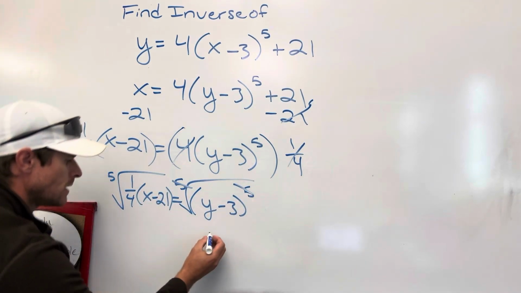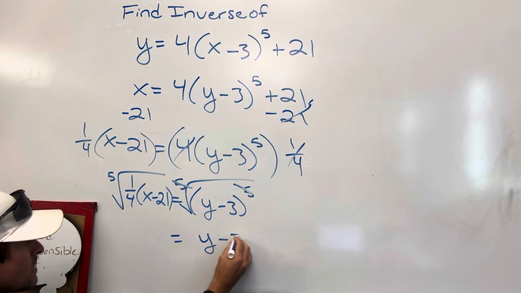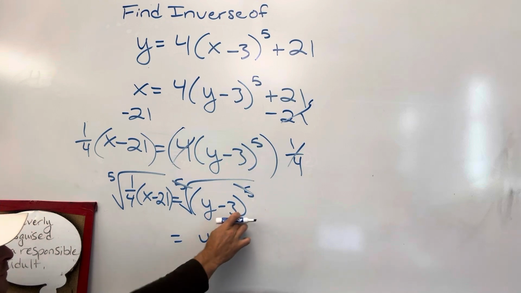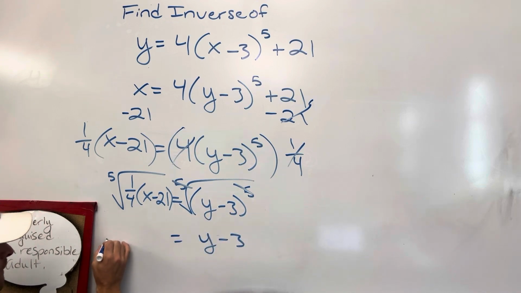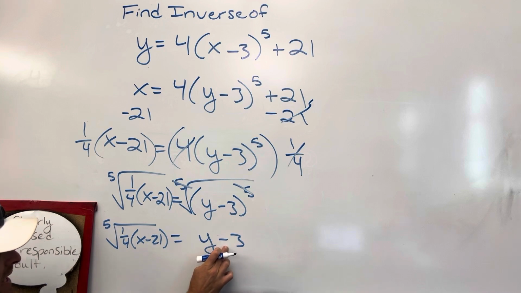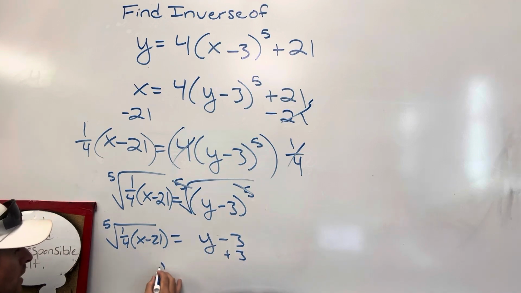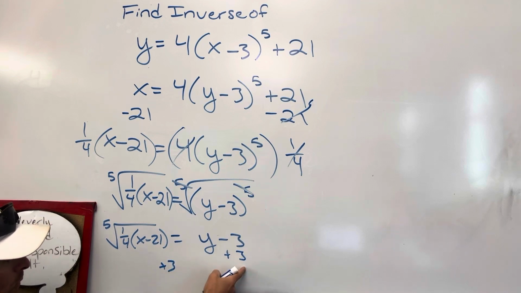Now we've got a lot over here, a little bit over here. This is equal to y minus 3 now. We can remove those parentheses. We've got the fifth root of 1/4 times x minus 21. And now I just got to add that 3, and it's just going to go outside of all of this information. So plus 3, plus 3. It does not want to be part of the fifth root of this expression.